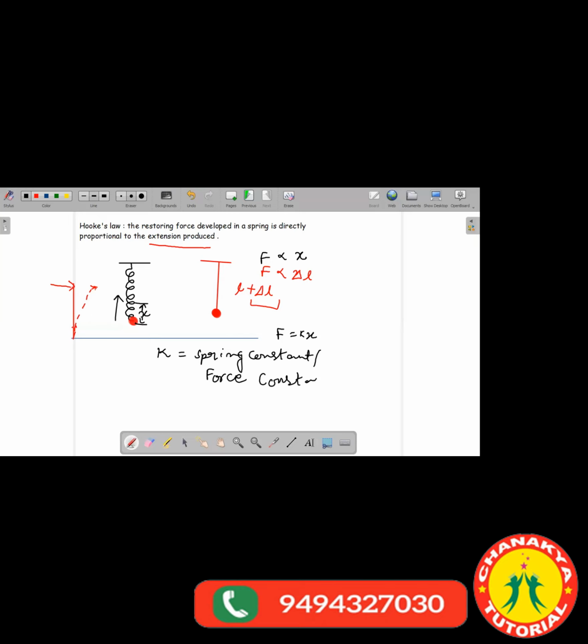The values of K depend on the geometry of the spring, the type of the spring, and the material of the spring. Also, Hooke's law is obeyed only up to a certain limit. Limit means Hooke's law is valid only up to the elastic limit.